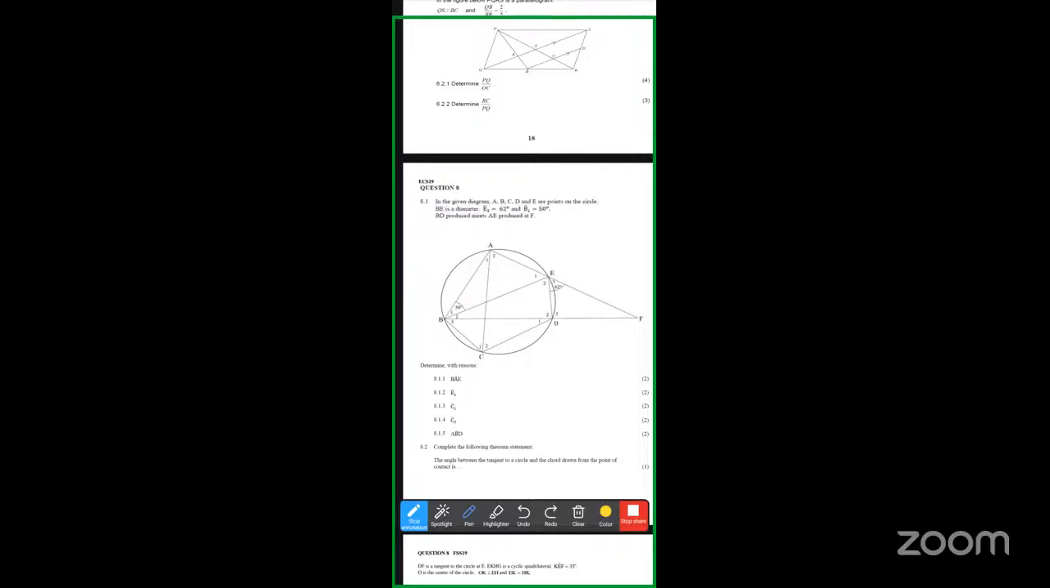We can just save time and pass to 8.1.4. Find the size of angle C2. How do you guys think we can find the size of angle C2? C2 is right here, this one. What do you guys think with that one? Is there anyone with some idea?